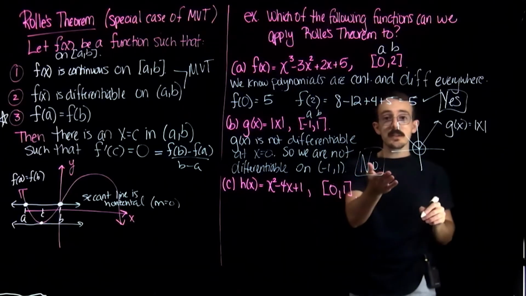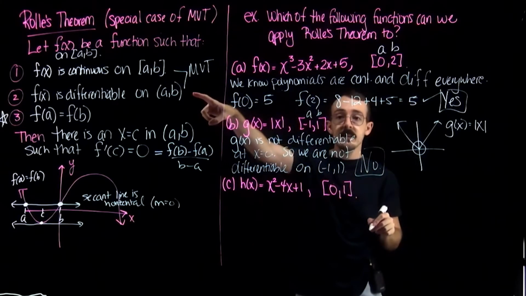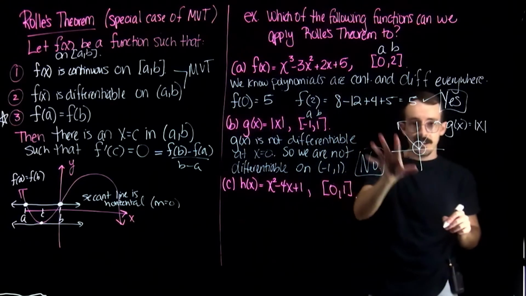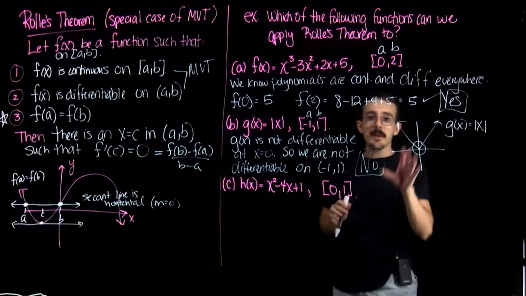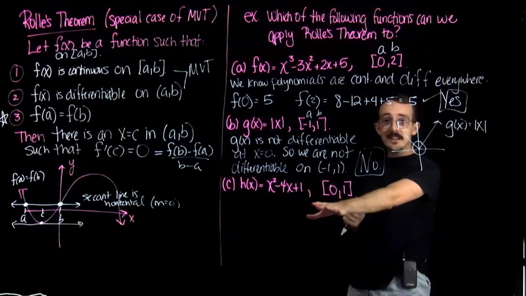We cannot apply Rolle's theorem because we violated the second assumption here. So this would not work. We cannot apply Rolle's theorem to it. Let's take a look at the last one.